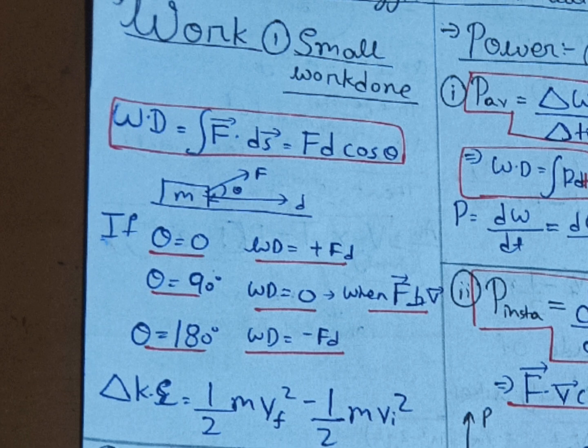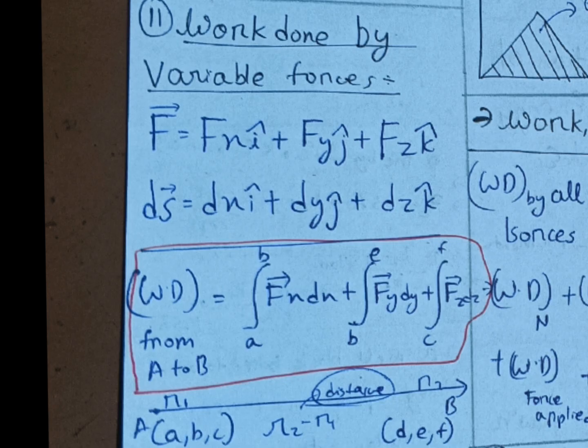Kinetic energy is equal to half m v final square minus half m v initial square. Work done by variable forces: F is equal to Fx i cap, Fy j cap, Fz k cap, and ds is equal to dx i cap, dy j cap. If the object moves from r1 to r2, then the work done from a to b is the integration of Fx dx from a to b, plus the integration of Fy dy from a to b, plus the integration of Fz dz from a to b. And the distance will not come in as the r2 minus r1 vector.